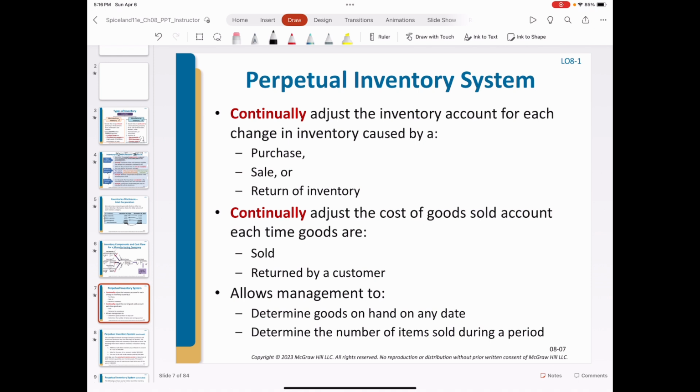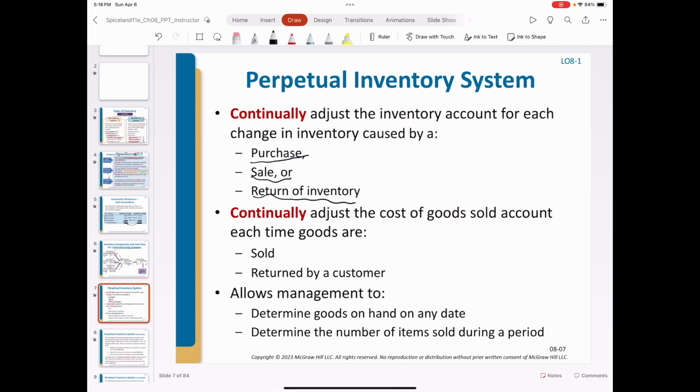When the company purchases inventory, the company is going to debit inventory accounts to record the increase in the inventory. If there's a sale, the company will credit the inventory accounts. For a sales return, there will be a debit to inventory accounts. The inventory account is continuously adjusted according to the transaction.